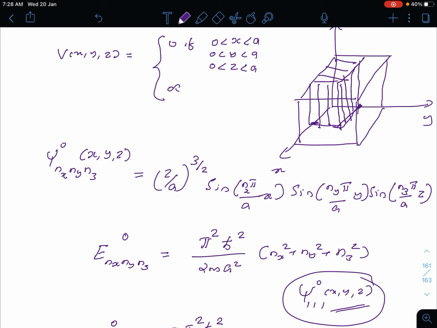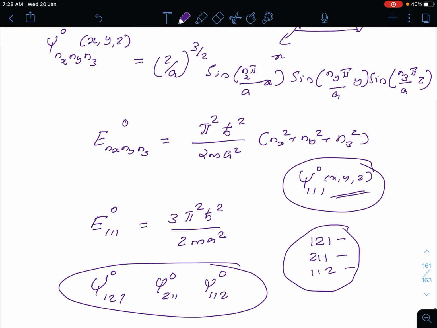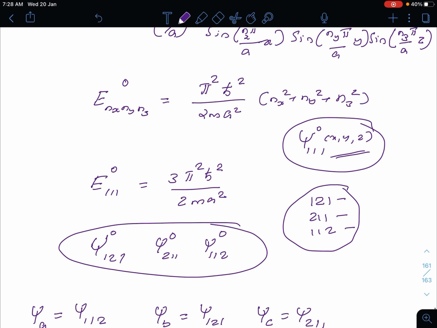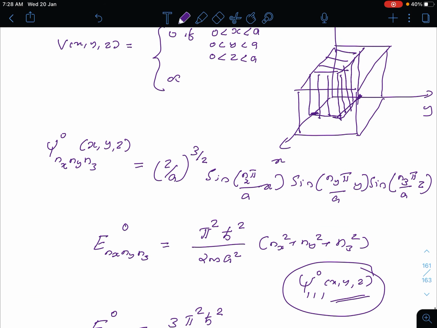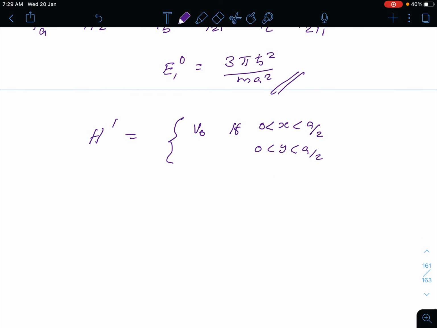We have to apply a potential only on this 1/4 part. That is clear, I hope. Okay, so that is the potential we will be applying here. We will be applying a potential V0 at the 1/4 of the cube.